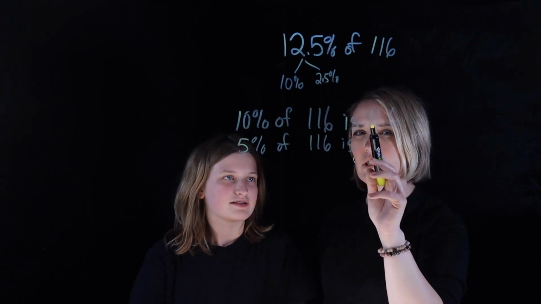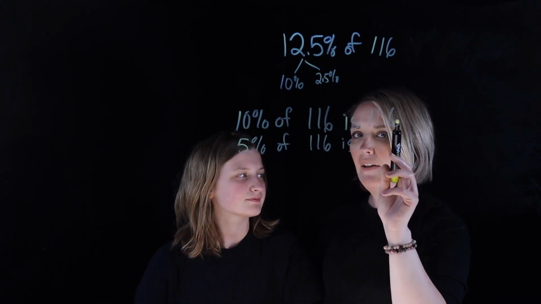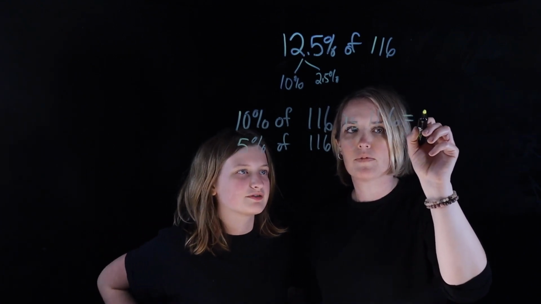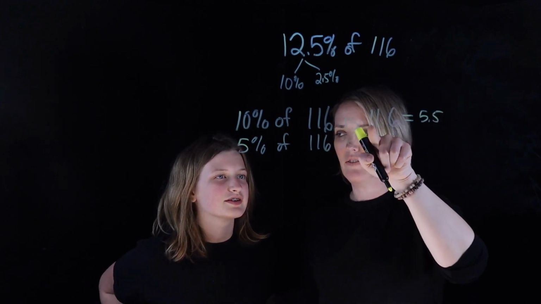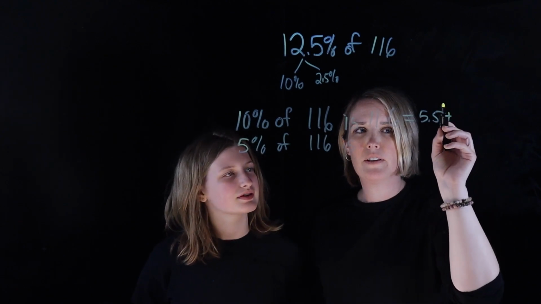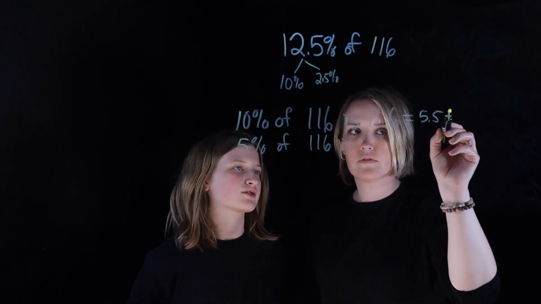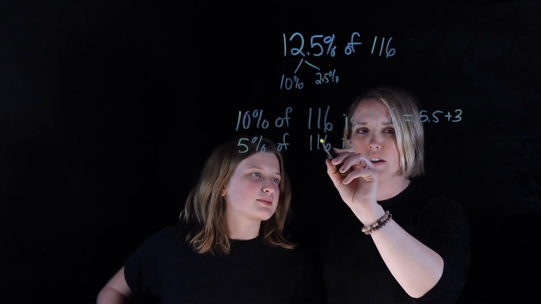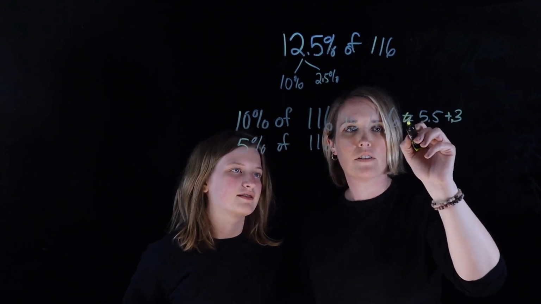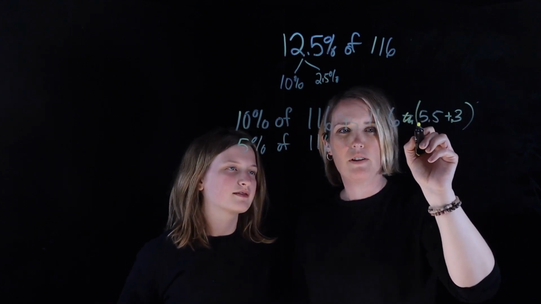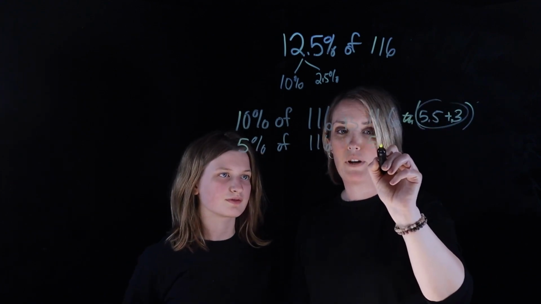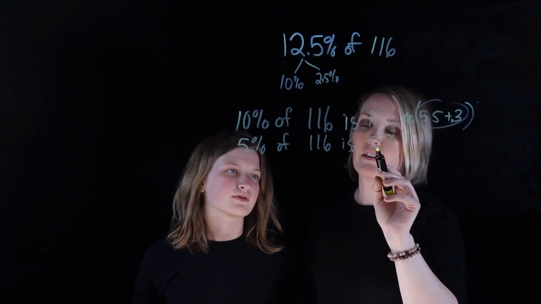Okay, so let's think about this. So this is $11.60, right? What's $11 divided by 2? $11 divided by 2 would be $5.50. What's 60 cents divided by 2? 60 cents divided by 2 is 30 cents. Okay, so then you have to put the decimal. Oh, thank you. So then we know that the answer for that is $5.80.